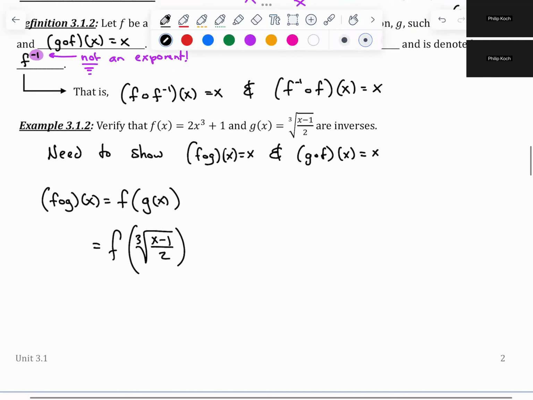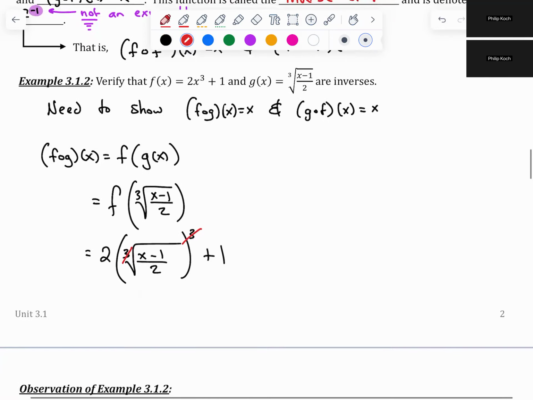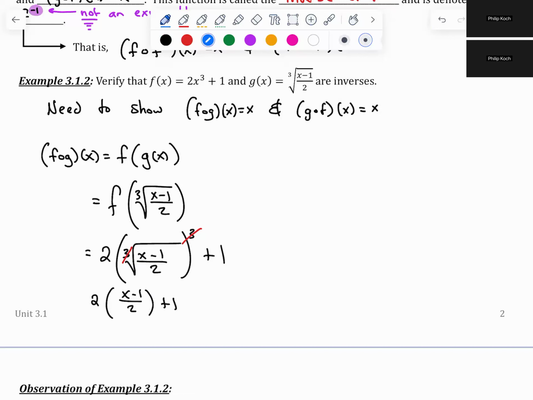So plugging that in, we get 2 times the quantity, the cube root of x minus 1 over 2, to the third power, plus that 1. That's the function f with the cube root thing plugged into it. And isn't that nice? The cube root and the cube cancel. And so we've got 2 times x minus 1 over 2 plus 1. And isn't that nice? The 2's cancel. And so we have x minus 1 plus 1. And isn't that nice? The 1's cancel. And we finally get our final answer, which is x. So that one works.